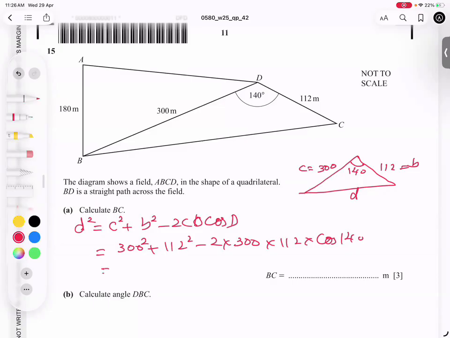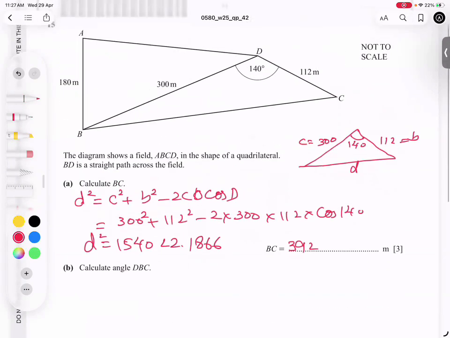And we are getting here 154022.1866. If I take root of this, students, the answer is 392.45. But rounding to 3SF, I got 392. I hope the point is very clear.